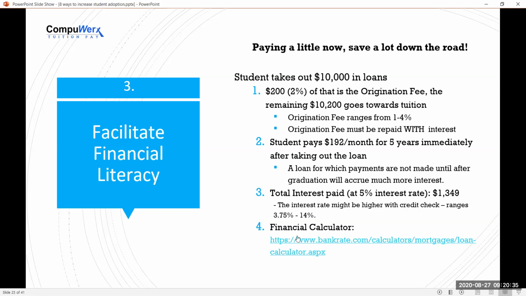We have provided a financial calculator for you. So you could sit down with your student and plug in the numbers that relate to them, and they could see exactly how much more money they have to pay with the loan program.